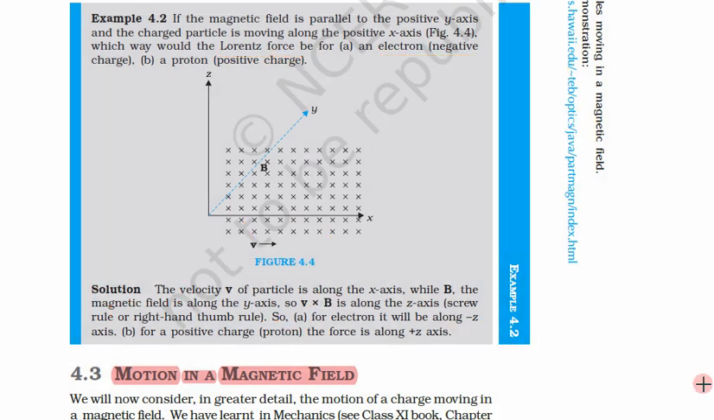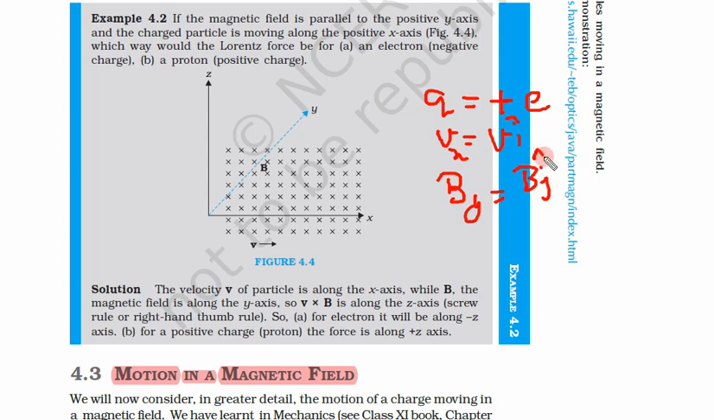Now let us solve for proton. For proton, this Q is positive E, the charge is the same but positive. Now what is V? V is the same in the X direction, so VI. What is the magnetic field B? B is simply B into J. Now what is the direction of force? F is equal to Q V cross B.